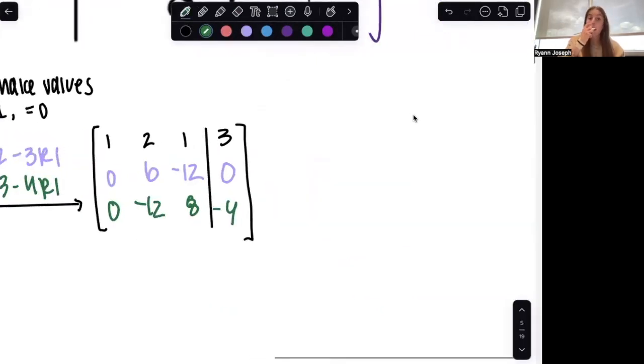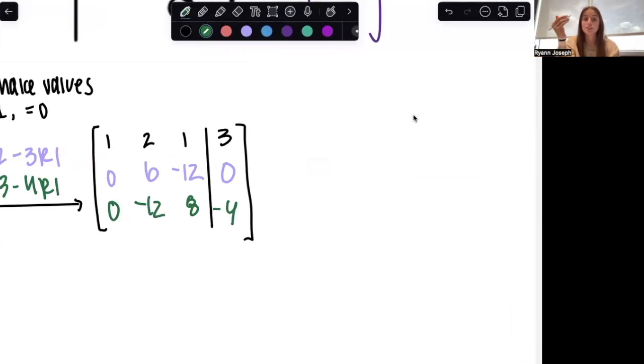All right, so I've got some zeros, I've got some ones, I'm in good shape. Ideally, I want to make this look like an identity matrix. So the identity matrix, again, remember, is all of those ones along the diagonal and then zeros everywhere else. So I'm trying to do that.